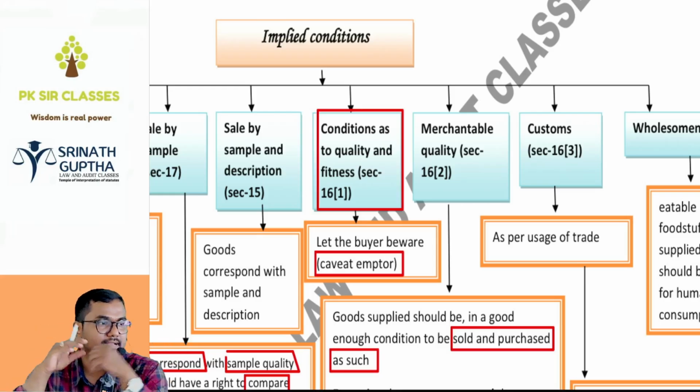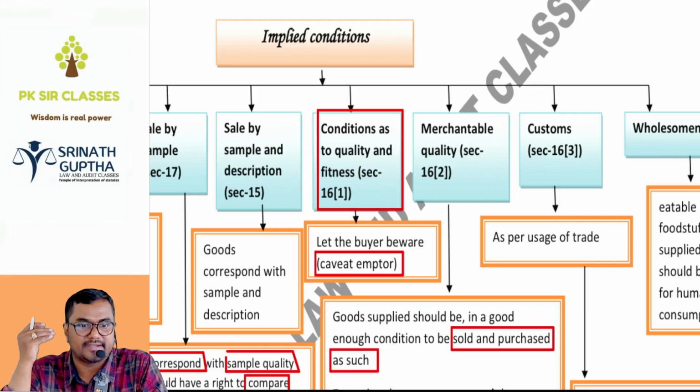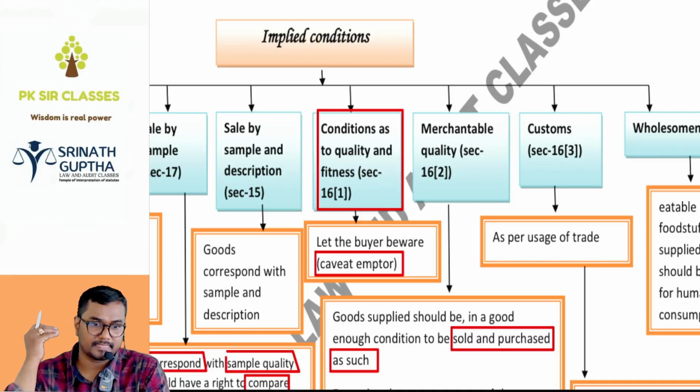Someone likes the Crompton AC, someone likes the Bajaj AC, someone likes some other company's AC. Which AC is quality AC? It is not defined. It is the duty of the buyer to choose the goods which will satisfy his requirements, also known as caveat emptor. Generally, the seller will not be liable for the wrong selection of the goods by the buyer.